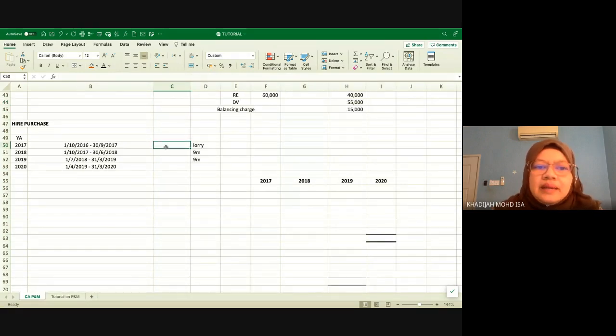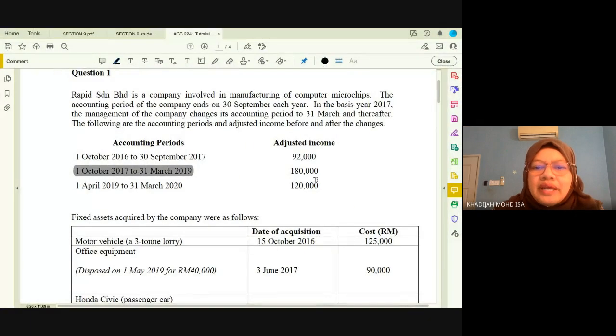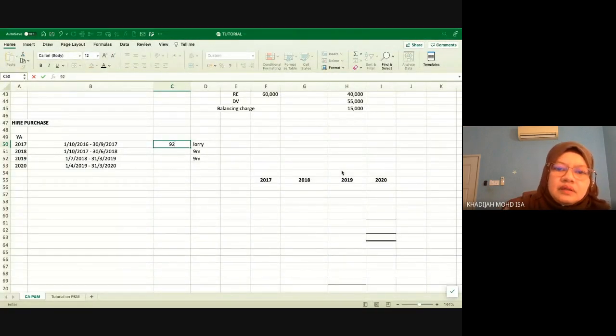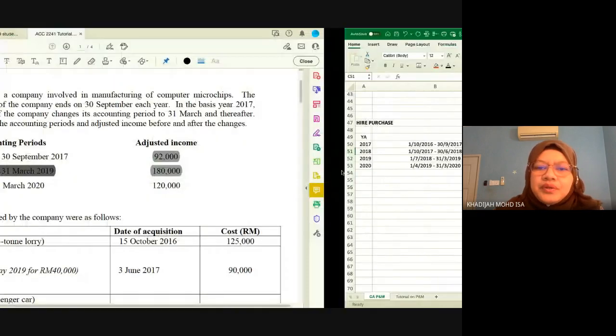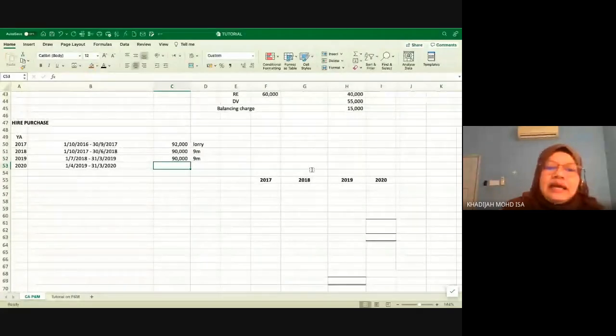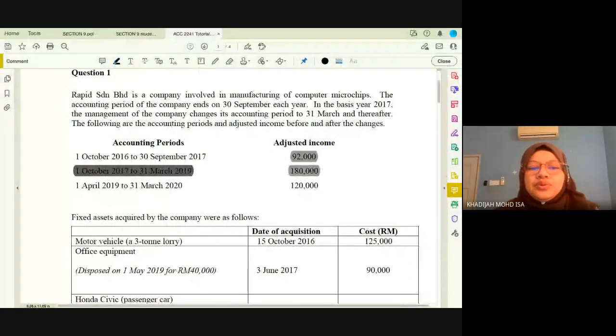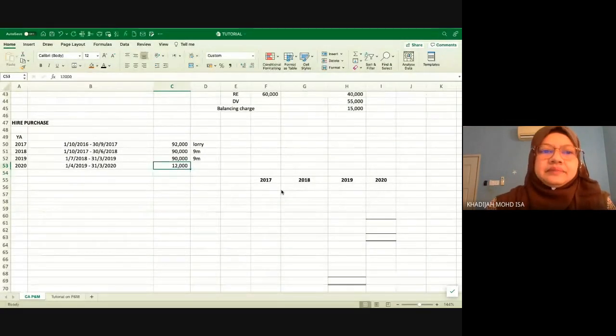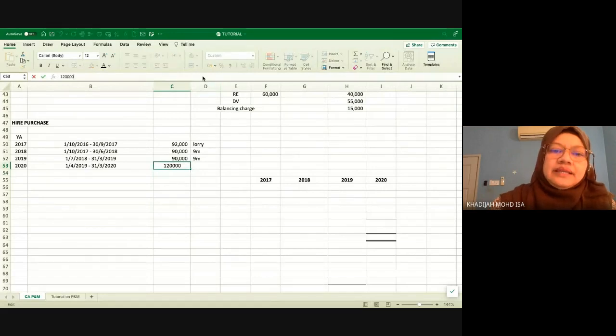Okay, initial, what is the income? The adjusted income for 2017, because you do not make any changes, you just take this amount as it is. You have 92,000 for the first year. And then for the second period, you divide that into two similar periods, 9 months each, so it means 180,000. Okay, and for the third period and the fourth period, you don't make any changes, so the adjusted income remains at 120,000. Is that clear? Yes, madam.